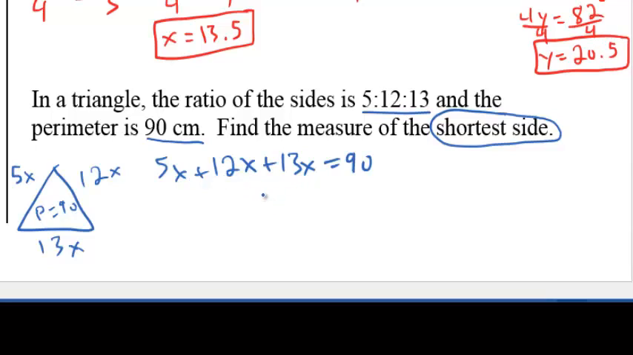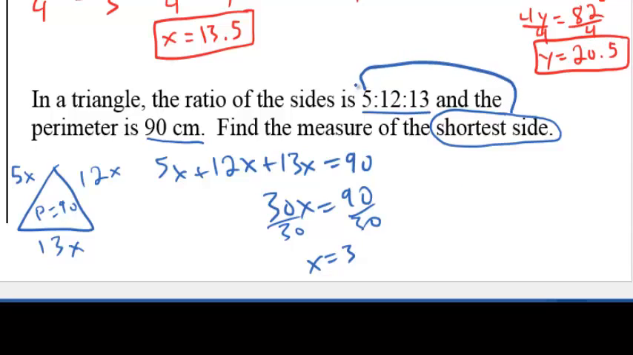If I combine all my x's there, I get 30x is equal to 90. Divide by 30, so I get x equals 3. That's not the question it's asking. It's asking for the shortest side. My shortest side will be the ratio with 5 here. Well, my x is 3, so 5 times 3 is 15 centimeters is my shortest side. I can multiply 3 times all the rest of them as well, but that's not needed.